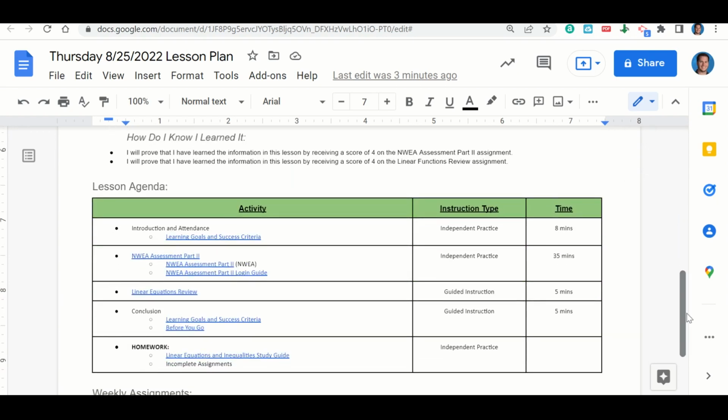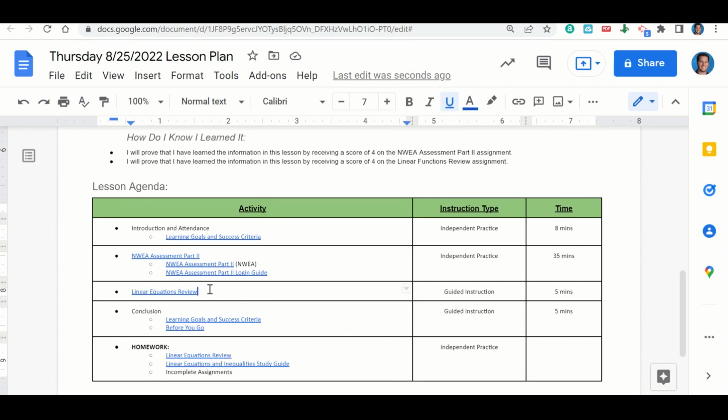Now let's take a look at our agenda for today. We'll begin by going over the learning goals and success criteria. Then you'll be given time to complete the NWEA Assessment Part 2 assignment, which is on the NWEA website. At the end of class, I'll show you the linear equations review assignment that you'll be completing for homework.